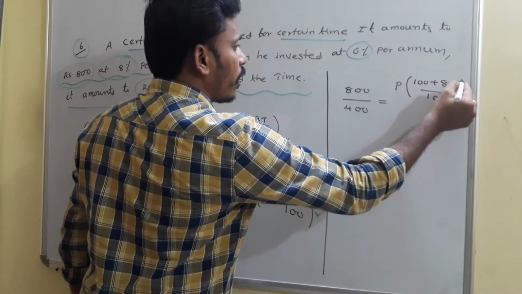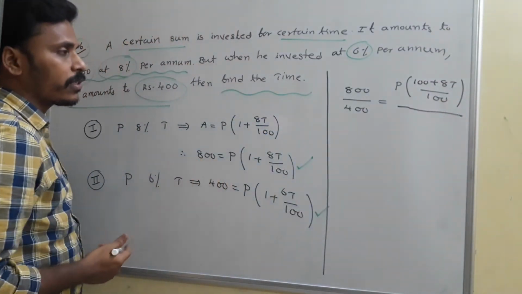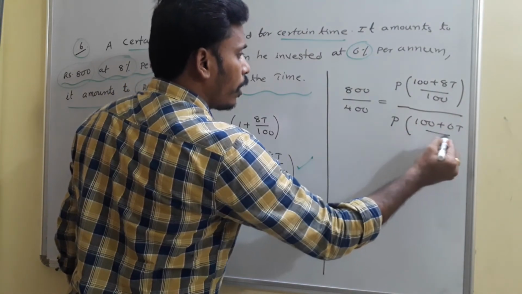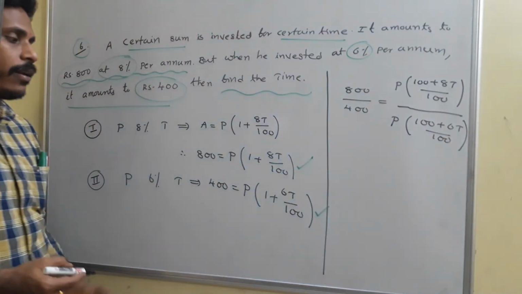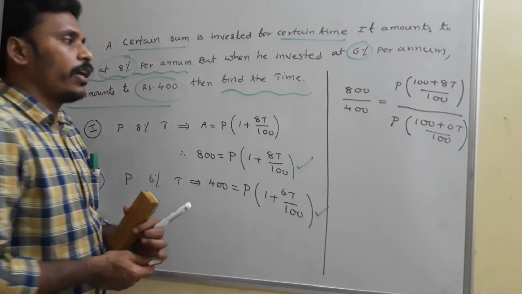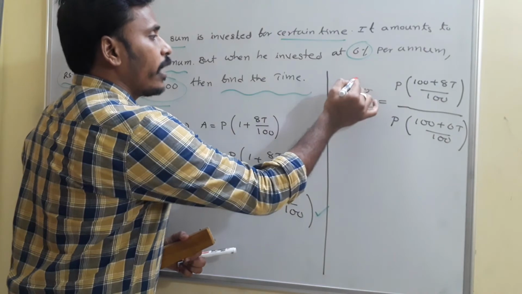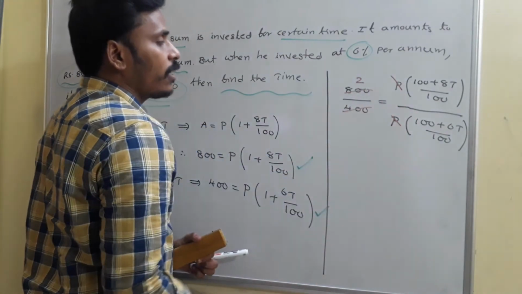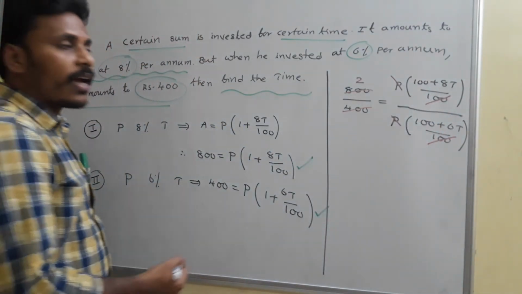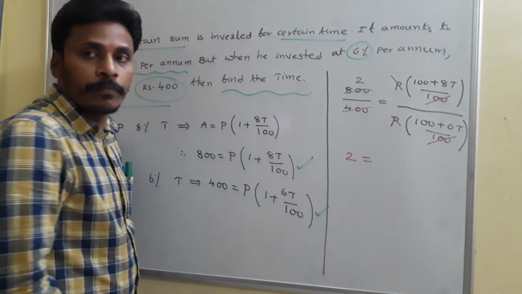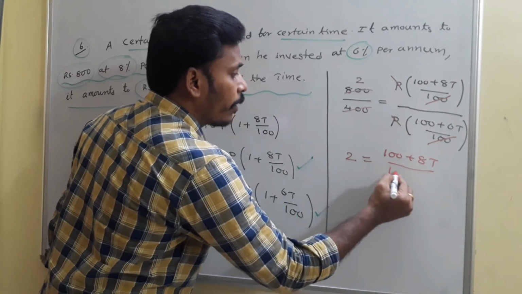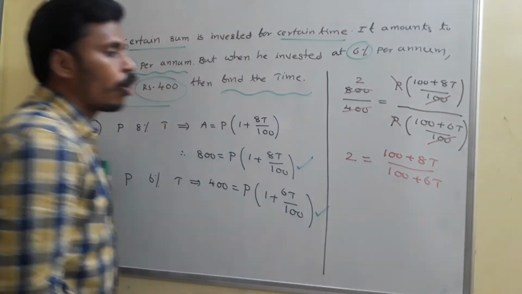Think about it. 100 plus 8T by 100 is the same as 1 plus 8T by 100. The denominator is P times of 100 plus 6T by 100. Nothing is wrong there. 1 plus 6T by 100 is 100 plus 6T by 100. Now, 400 twos are 800. This P and P will get cancelled, and the 100 also gets cancelled. At the end you are left with 2 on the left side, whereas on the right side, 100 plus 8T in the numerator and 100 plus 6T in the denominator.